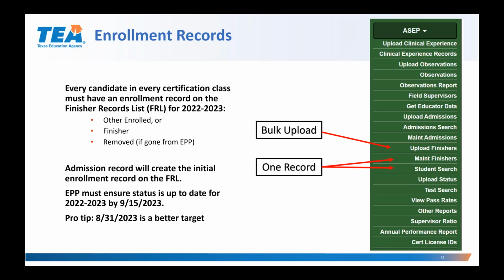EPPs have until ASEP locks on September 15th to update enrollment status for the reporting year. However, your target should be to have everyone accurately represented on the finisher records list by the end of the year, which is August 31st, 2023. A good and practical process to adopt at your EPP is to have all data updated for candidates before you recommend their standard certificates.